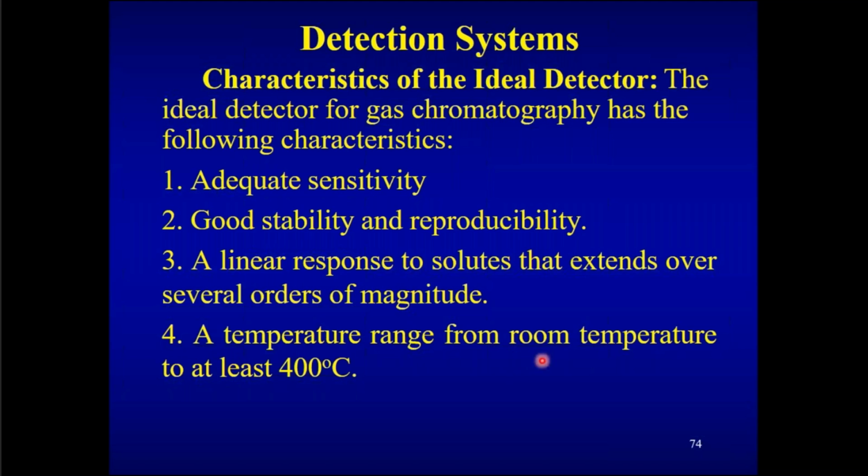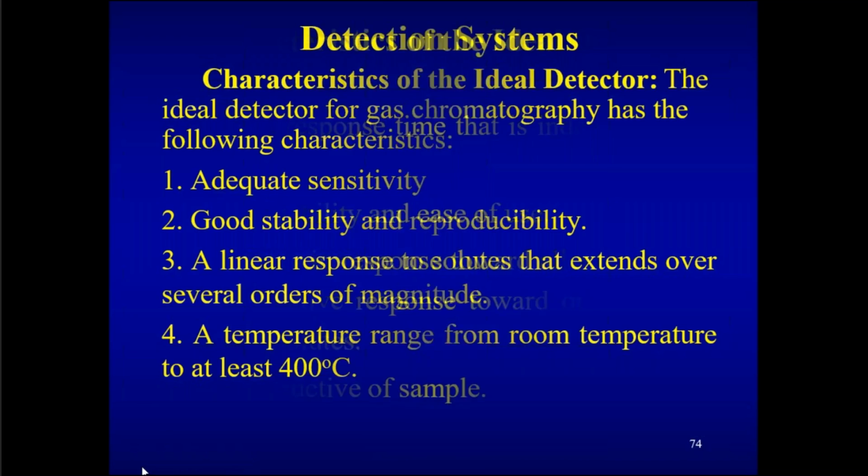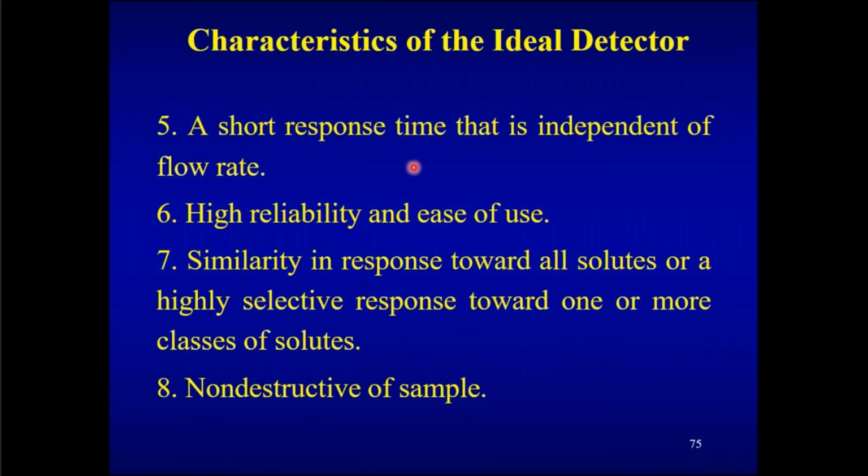Fourthly, a temperature range from room temperature to at least 400 degrees centigrade. So the detector should be capable of operating up to at least 400 degrees centigrade. It should exhibit a short response time that is independent of flow rate. So, what about the flow rate of the carrier gas? The response time should be short. So, when you're changing the flow rate, if you have a faster flow rate, the response time should be the same. If you have a slower flow rate, it's the same.